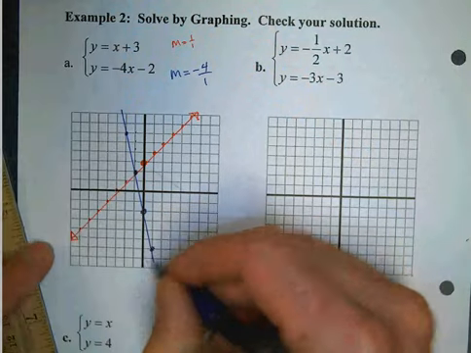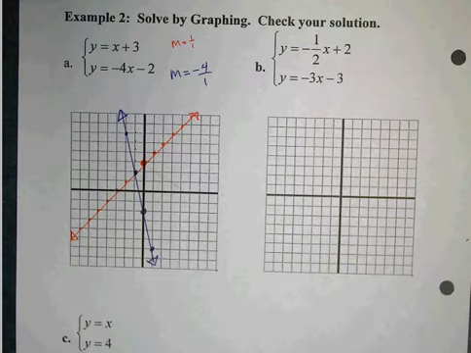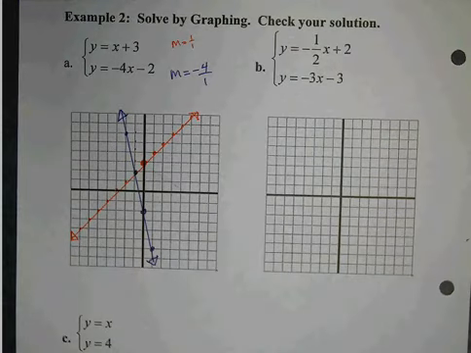Now we need to understand something. It says in the instructions, solve by graphing. What are they asking us to do? Well, what's the action verb? Is the verb graphing or is the verb solve? They want us to solve. Now, how do I solve? By graphing. But the command is solve.